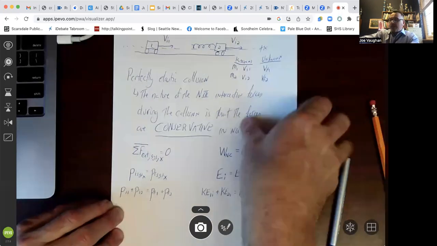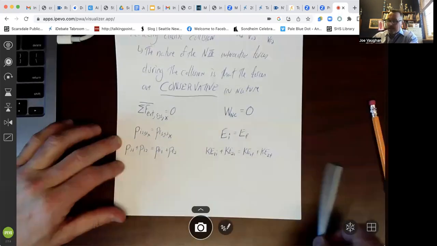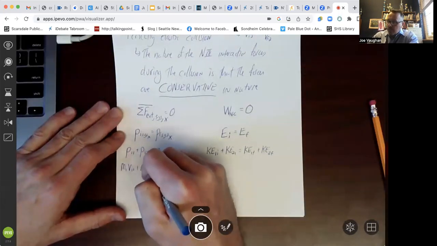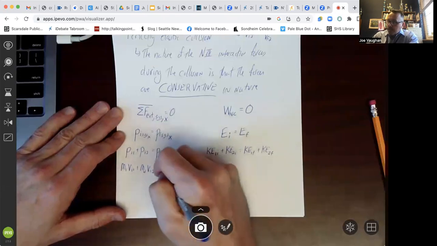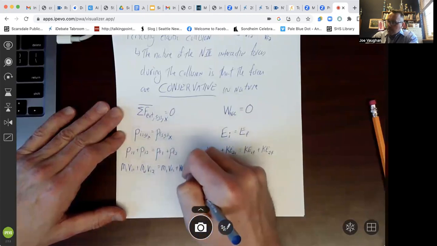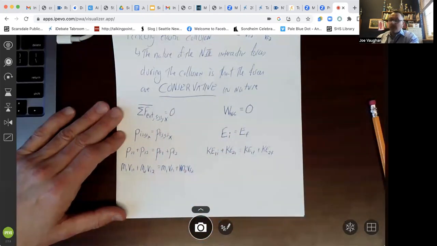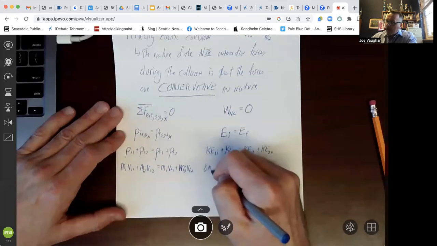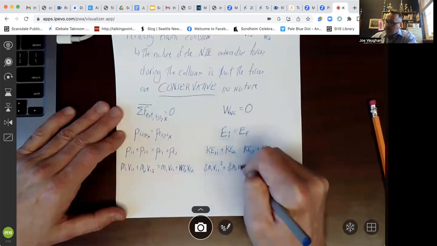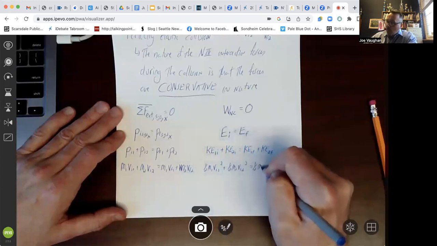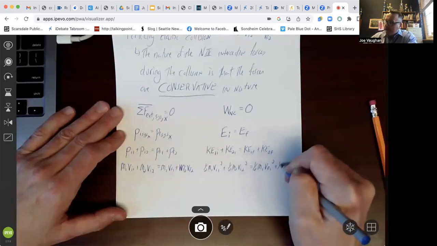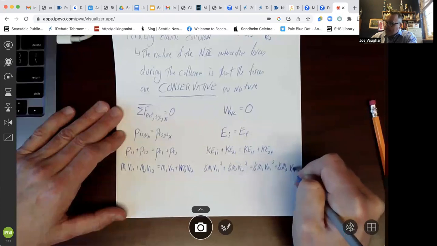Well, what can I do with that? Let's expand each of these to see what I can do. I have M1 VI1 plus M2 VI2 is equal to M1 VF1 plus M2 VF2. All right. Here I have 1/2 M1 VI1 squared plus 1/2 M2 VI2 squared is equal to 1/2 M1 VF1 squared plus 1/2 M2 VF2 squared.